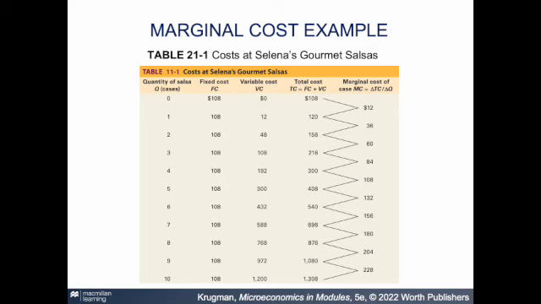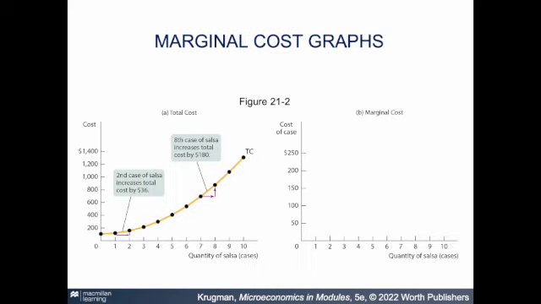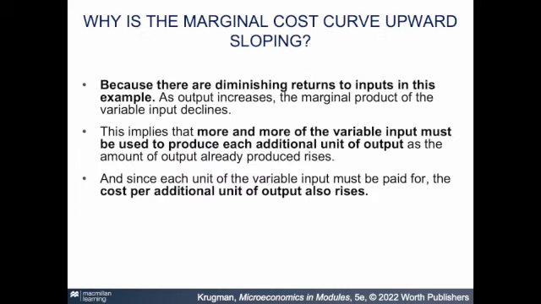Marginal cost graphs. Why is the marginal cost curve upward sloping? Because there are diminishing returns to inputs in this example. As output increases, the marginal product of the variable input declines. This implies that more and more of the variable input must be used to produce each additional unit of output as the amount of output already produced rises. And since each unit of the variable input must be paid for, the cost per additional unit of output also rises.